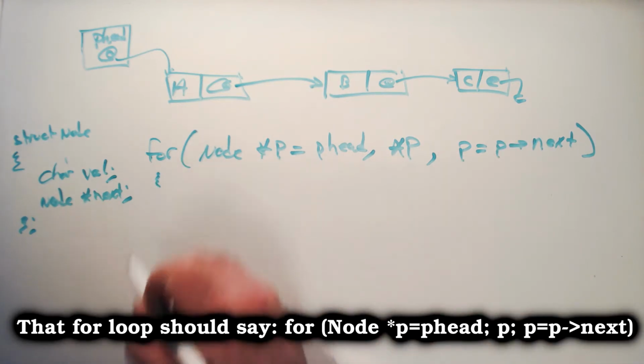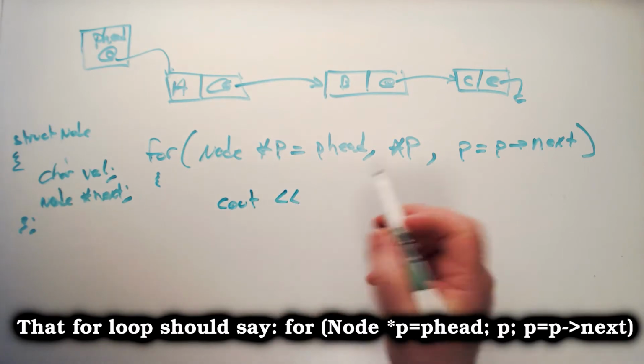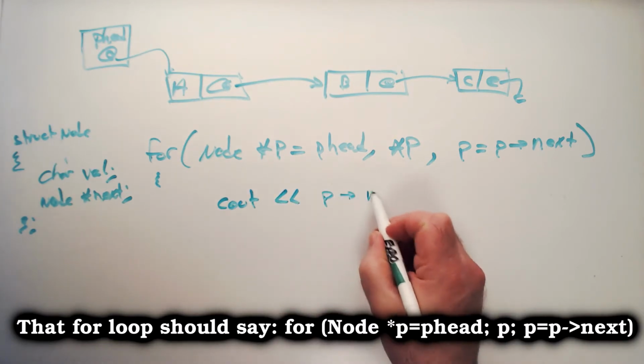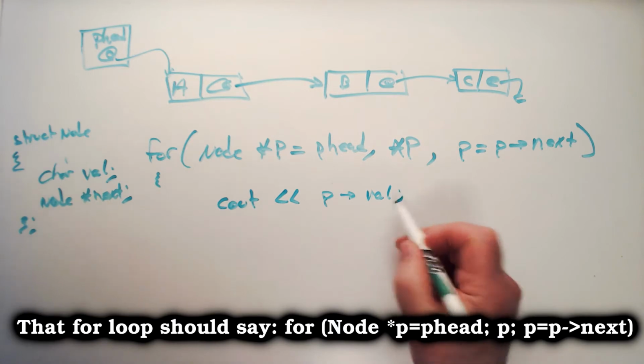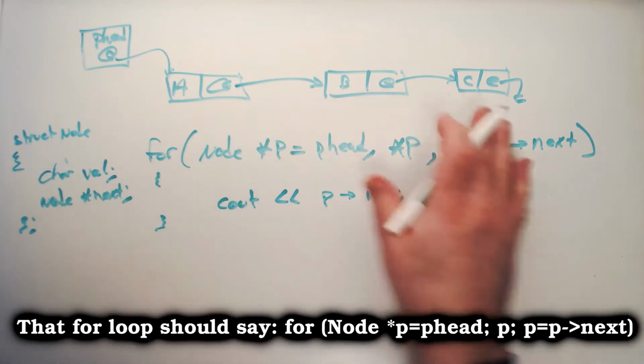So what is the body of the loop? Just one line in it. C out, double left, what? P right arrow value. And you might put spaces or whatever. Okay, so this would print these out from head to tail.